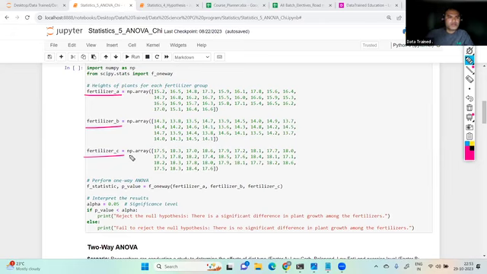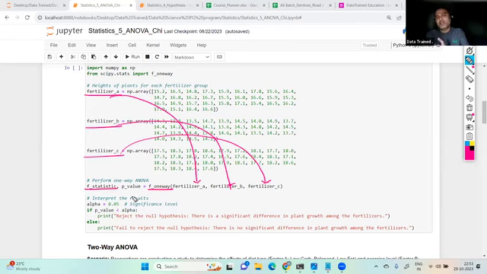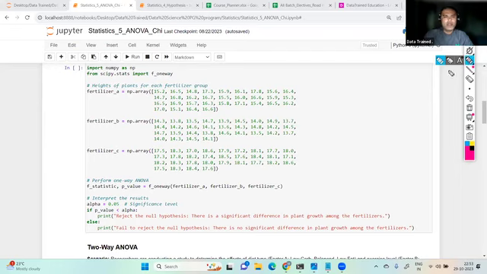So now, f_oneway with fertilizer A, fertilizer B, fertilizer C. It will give the F statistic, the F score. We are not interested in that. We want only the p-value. We'll keep the alpha value at the 0.05 significance level and check whether the p-value is less than alpha.